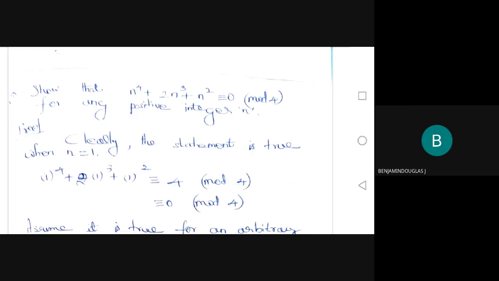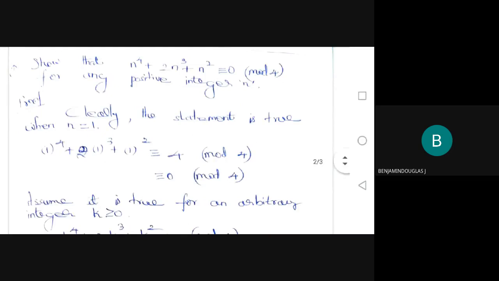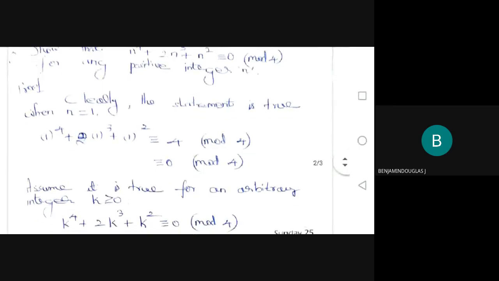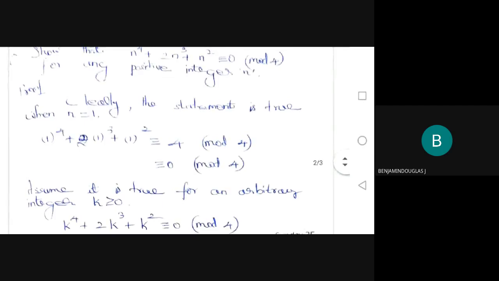So this linear congruence is true for the basic integer value n equal to 1. Assume this linear congruence is true for an arbitrary integer k greater than or equal to 0. Therefore, k power 4 plus 2k cube plus k square is congruent to 0 under mod 4. For n equal to k, this linear congruence is true.